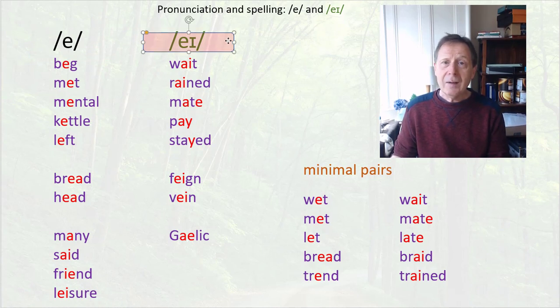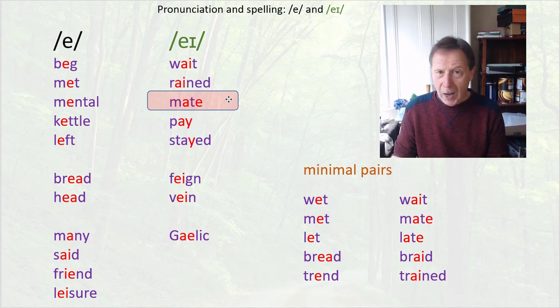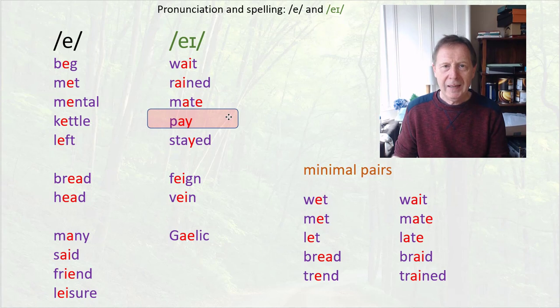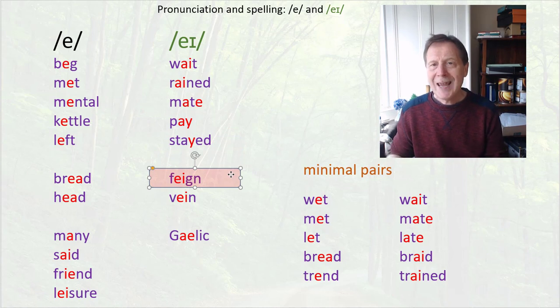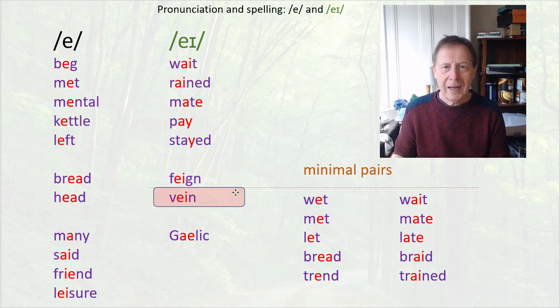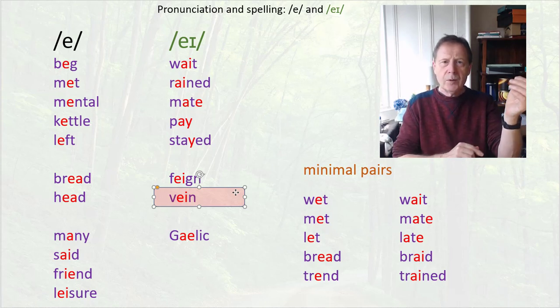Now normally this sound is spelled with AI. For example, wait, rained, mate. Sometimes it's spelled with the AY, as in pay, stay. And there are some irregular spellings too. For example, EI, as in feign, and that's another word which means pretend. Or vein, and that's the part of your body where the blood flows.